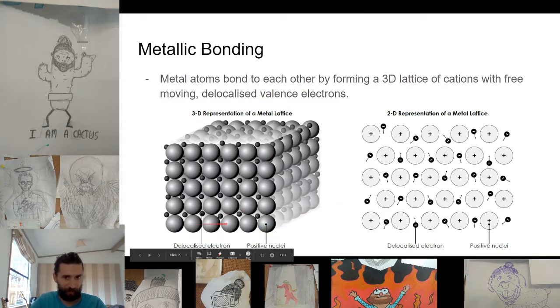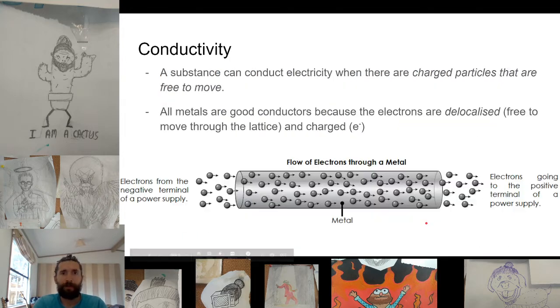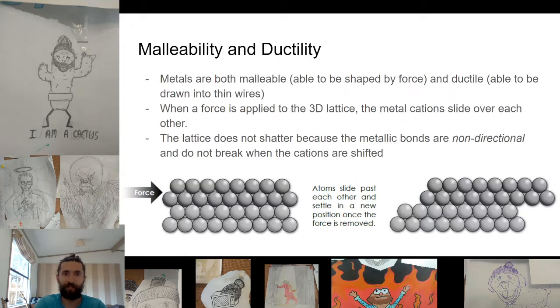Someone asked you what a lattice looks like. It's just a three-dimensional shape in a regular arrangement. And the valence electrons, the ones on the outside, are free to move all around. So atoms are locked in place. Electrons are free to move, and we say they're delocalized because they're not stuck to just one atom. We looked at conductivity. The electrons are free to move, therefore it conducts electricity.